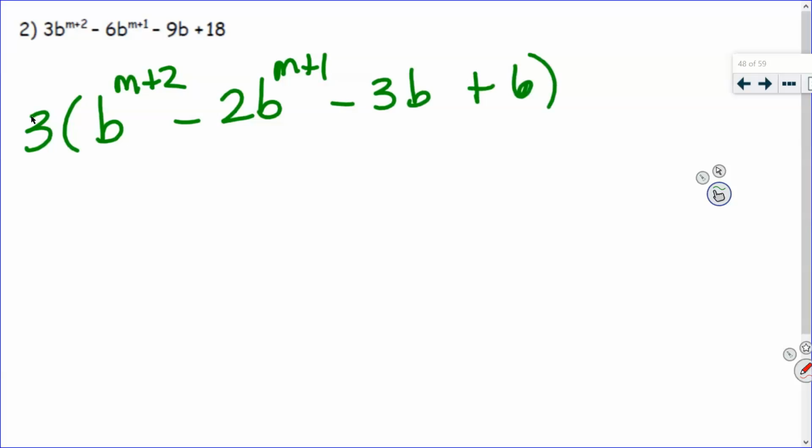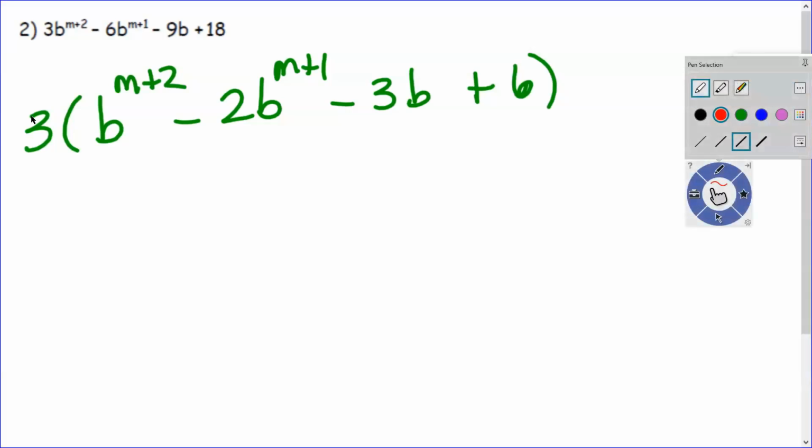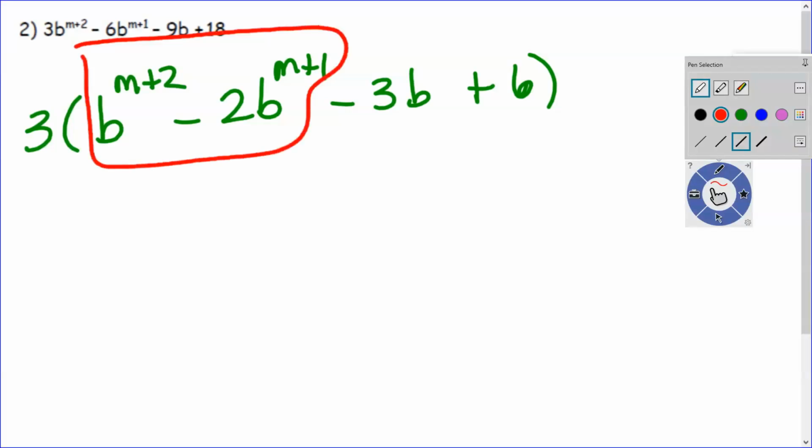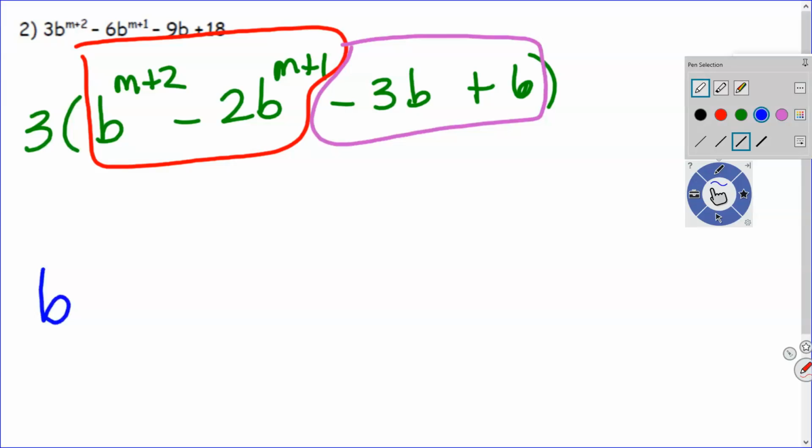Okay, and I'm still going to break them up into groups. My first group is going to be these first 2 terms right here. My second group is just the last two terms. So let's factor. Let's divide. I can take a b to the n plus 1 out of both of those terms. I know that the last term is just negative 2 because I took the whole b out.